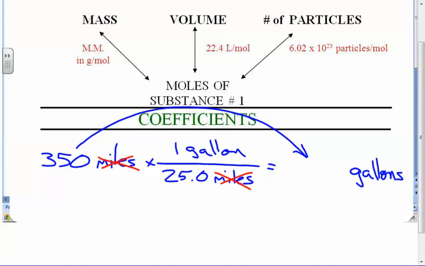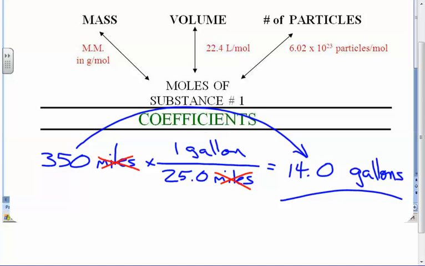And if I take 350 and punch it into my calculator and divide by 25, it's going to tell me that it's going to take me 14 gallons. And so unless I've got a little bit larger capacity gasoline tank, a little bit larger than 14 gallons, I'm going to be really pushing it to get there on a single tank of gas. But it's going to take me 14 gallons to get there.